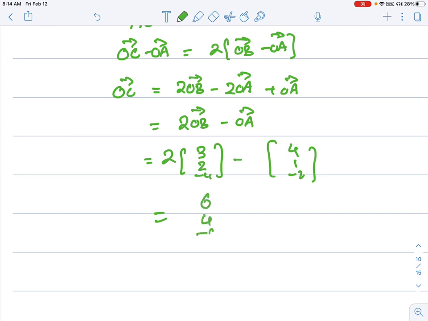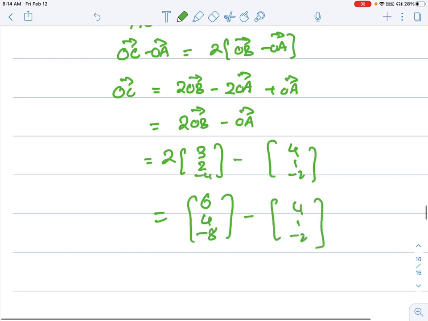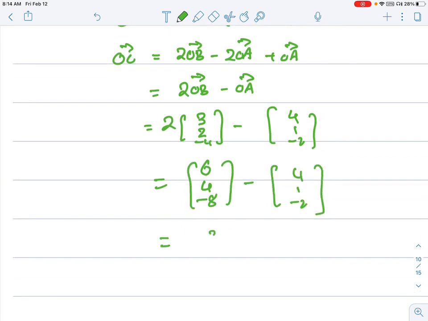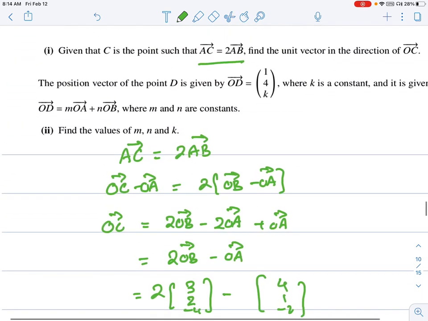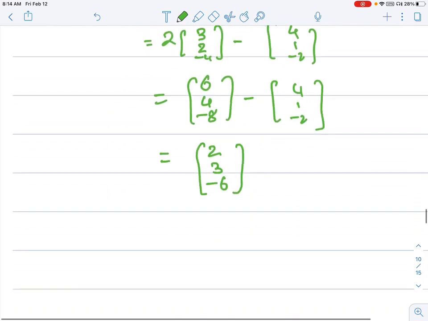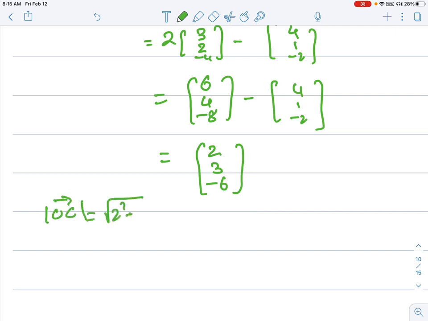So it becomes 6, 4, minus 8 minus 4, 1, minus 2. So 6 minus 4 is 2, 4 minus 1 is 3, minus 8 plus 2 is minus 6. So this is OC. But what is he asking? Find the unit vector in the direction of OC. So I find the modulus of OC, which is the square root of 2 square plus 3 square plus 6 square.